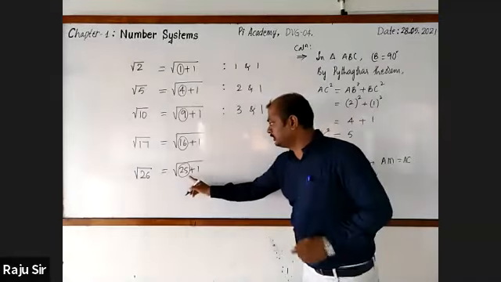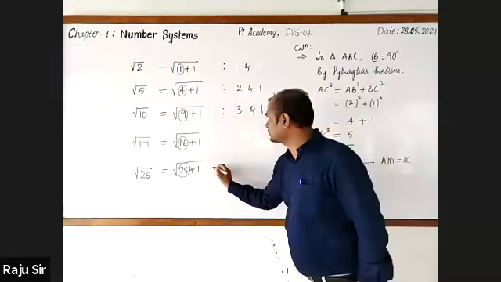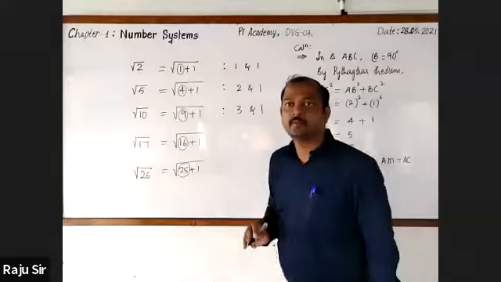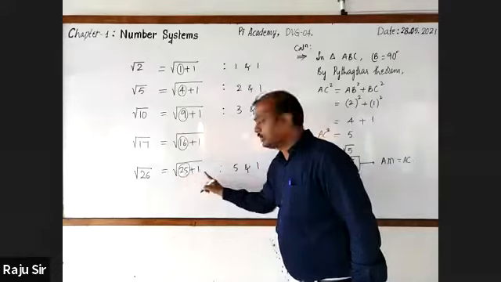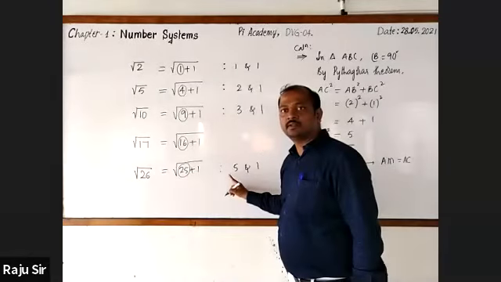Yes, sir. Vibha Rathod, you tell this one. Root 26. 5 and 1. Very good. 5 and 1, because 25 is 5 square.